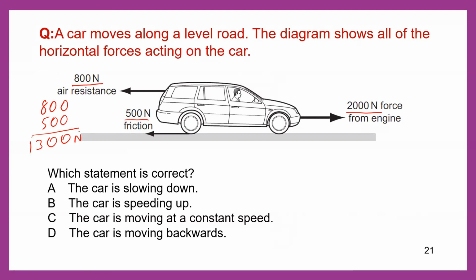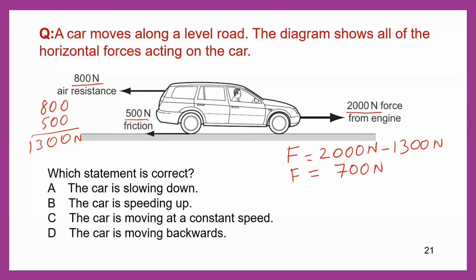Now we can subtract. So the total force acting forward is 2,000, and the total force acting backward is 1,300. So we can calculate the resultant force acting on the car. F equals 2,000 newtons minus 1,300 newtons, and the resultant force will be only 700 newtons to the right. That means the forces are unbalanced. And now we are going to see the options.